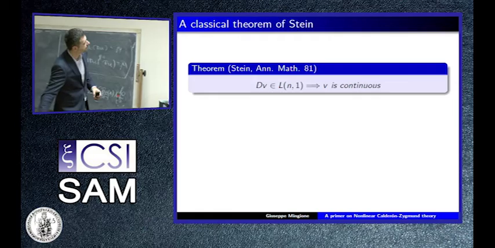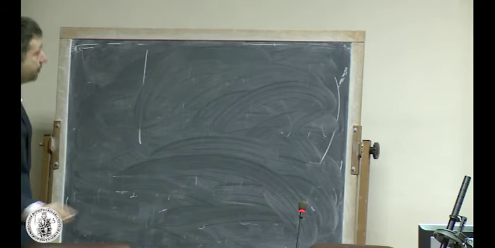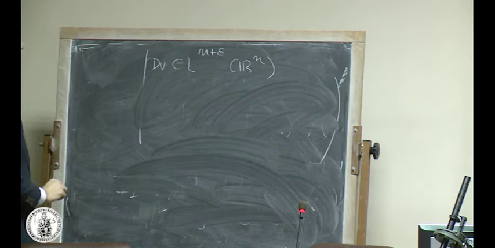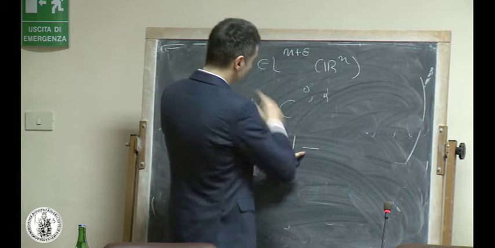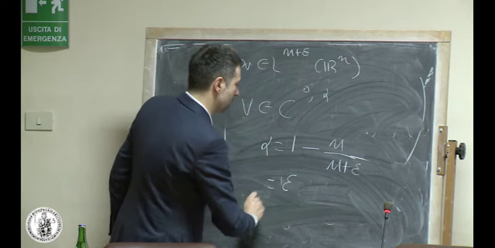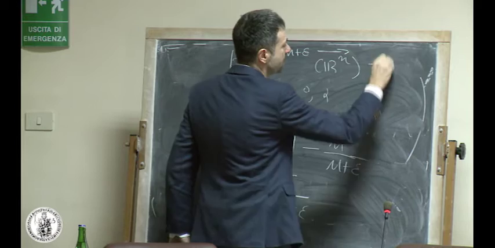Stein's theorem, the original Stein's theorem, is about the limiting case of Sobolev embedding. We know that if you get a function, Dv, that belongs to L^{n+epsilon}, say we are in R^n locally at least, then v embeds into C^{0,alpha}, where alpha is 1 minus n over n plus epsilon. So in particular, this is epsilon over n plus epsilon. So you get a bit of Hölder continuity. Now the issue is, what happens when epsilon goes to zero? So this goes to L^n. In L^n, this is not the case.